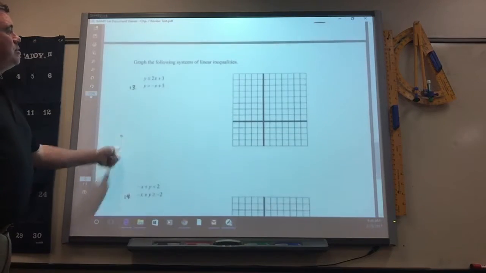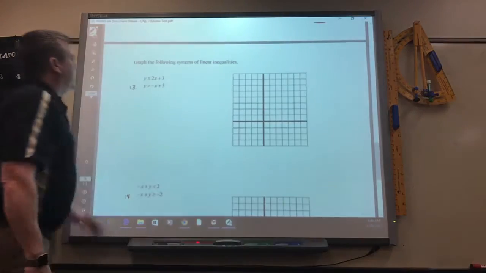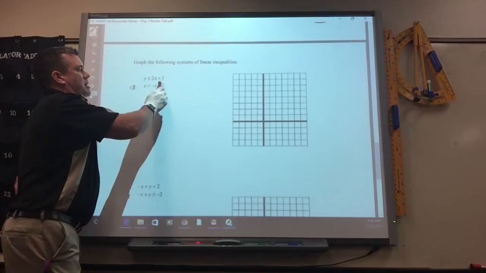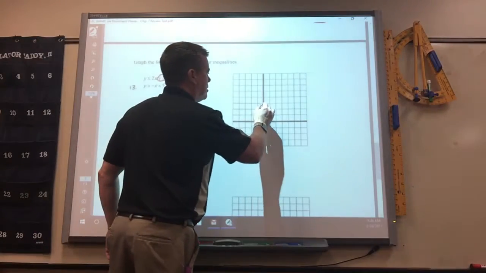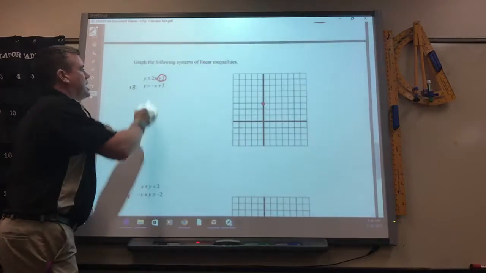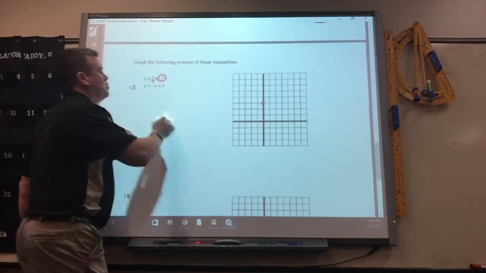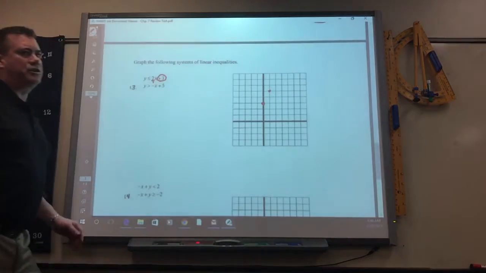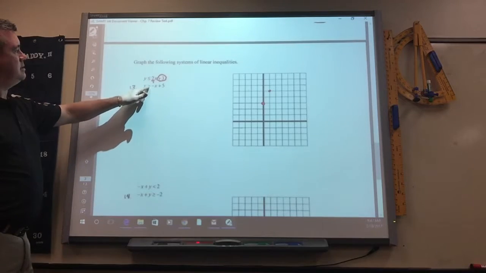Okay, then we get to what we just did last. We got to graph both of these. So these are set up into y equals mx plus b. It crosses at 3. It's got a slope of 2. So remember, make it a fraction. Rise 2, run 1. Don't forget it's either solid or dotted. This one is solid because it has the equal. The second one is dotted because it doesn't.